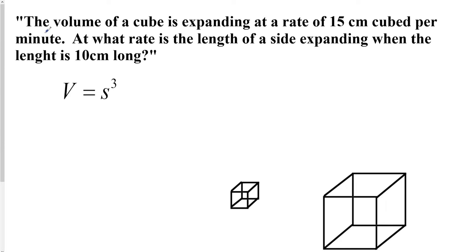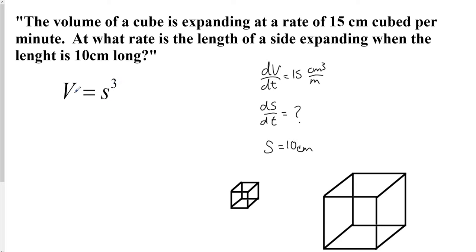The volume of a cube is expanding at a rate of 15 centimeters cubed per minute. That, in my mind, is dV over dt equals 15 centimeters cubed per minute. At what rate is the length of a side expanding? Here is my side, S, and they are asking, how is S changing with respect to time? That's what I'm looking for when S is exactly 10 centimeters.